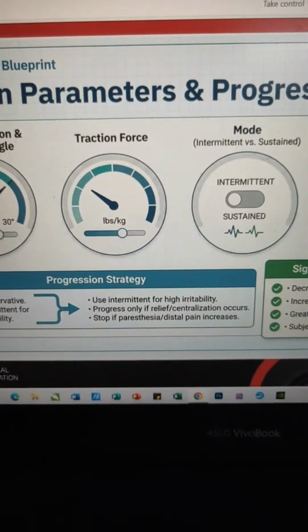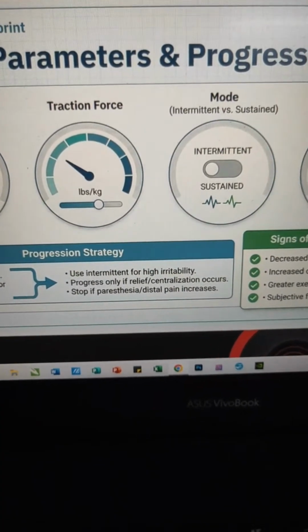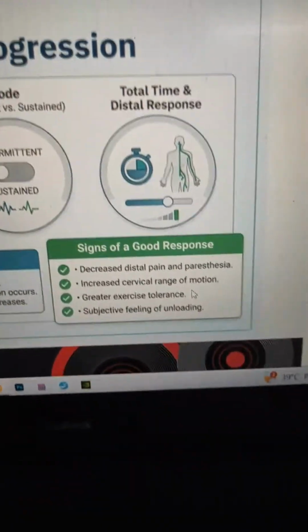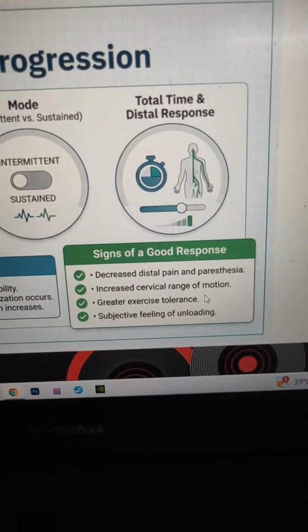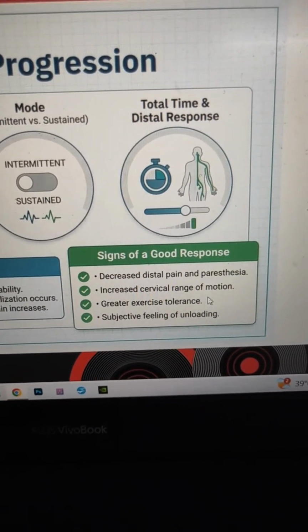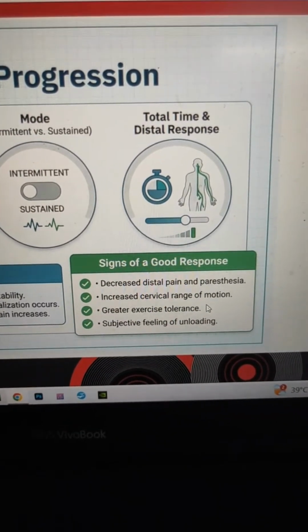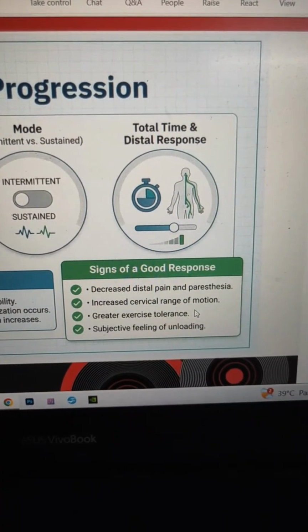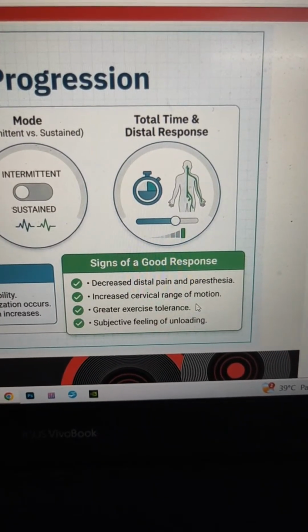And usually we are getting better results with intermittent traction, right? You can also try a sustained low intensity distraction. We should only progress when that relief or centralisation occurs. If paresthesia increases, the pain moves towards the hand, or new neurological symptoms appear, in these cases, we must always stop the intervention and reassess the hypothesis.